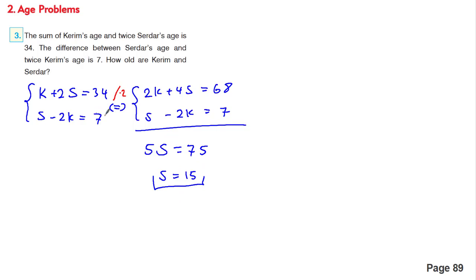That means if we know Serdar's age, we can substitute in one of these equations. So let's say here k plus 2 times 15 is 34. K plus 30 is 34. K is 4. So we get 4 years old.